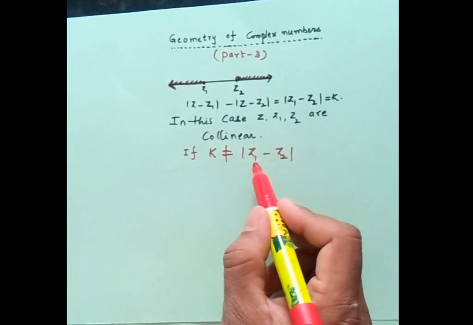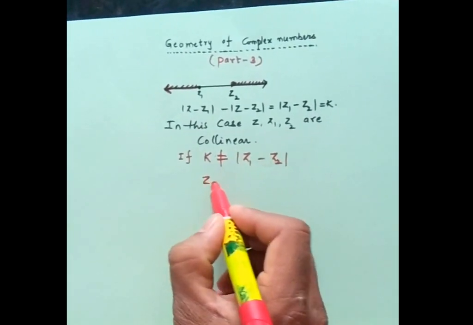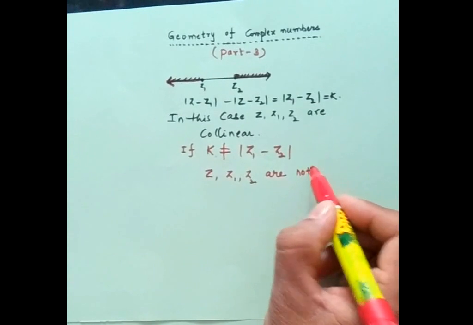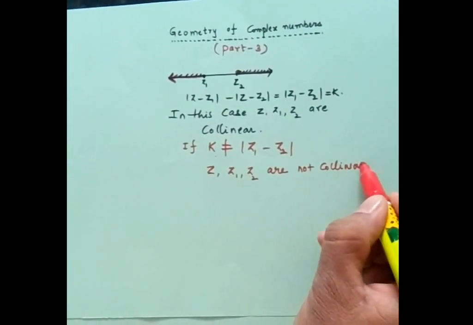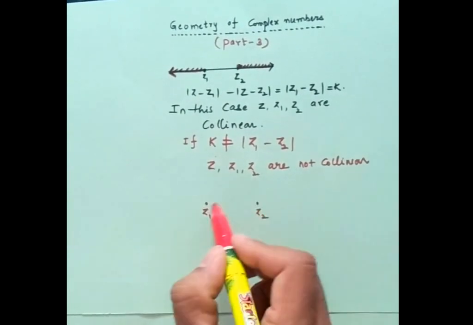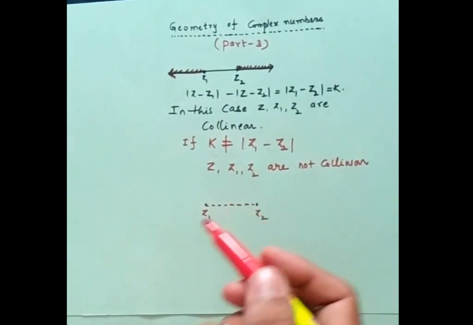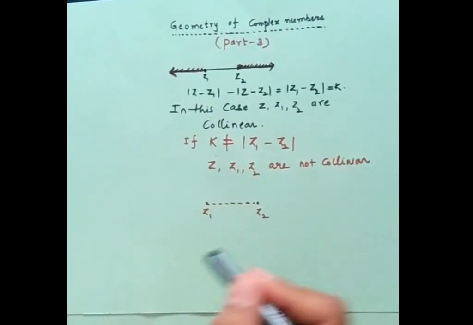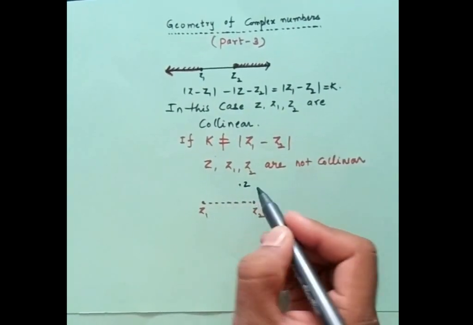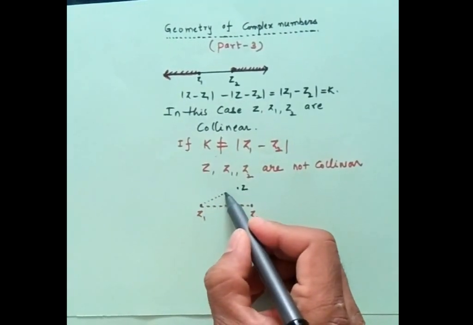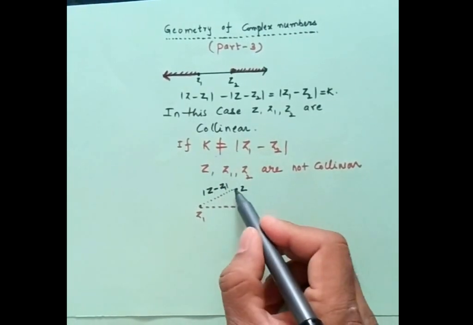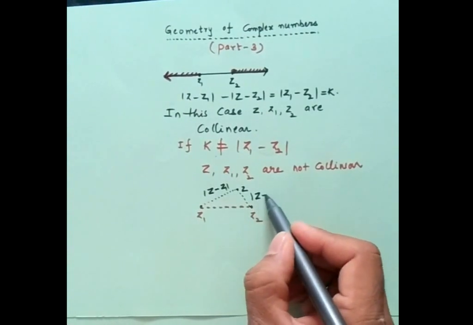If k is not equal to modulus of z1 minus z2, then obviously z, z1, z2 are not collinear. Therefore they will form a triangle. Suppose z1 is located here and z2 here, join z1 and z2 by a line. Now z is somewhere which is not on the line, so suppose z is here. If I join z and z1, the distance between z and z1 is modulus of z minus z1. The distance between z and z2 is modulus of z minus z2.